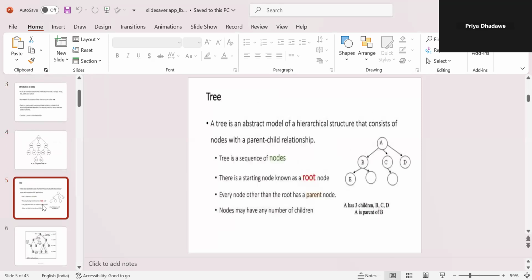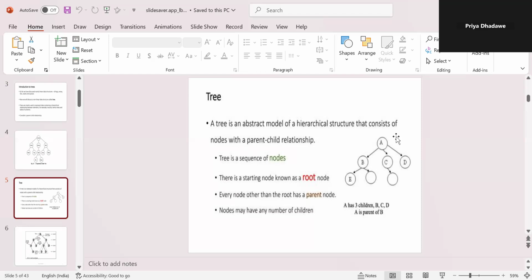So, a tree is an abstract model of a hierarchical structure that consists of nodes, and these nodes represent the parent and child relationship. It is a sequence of nodes. Over here, you can see the tree is starting from node A. Node A is the starting point of a tree, so it is the root node, and it is considered a parent node also.